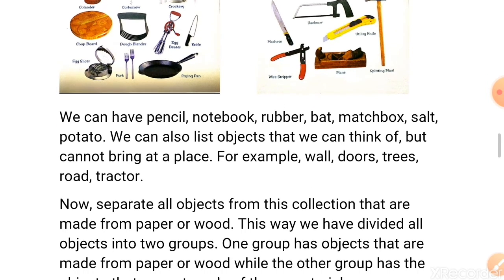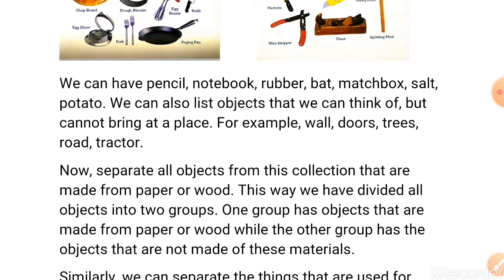Now separate all objects from this collection that are made from paper or wood. You can easily tell it. The things which are made up of paper or wood are like pencil, notebook, your door, window. So this way we have divided all objects into two groups. One group has objects that are made from paper or wood, while the other group has objects that are not made from these materials. So students, you must have learnt it.